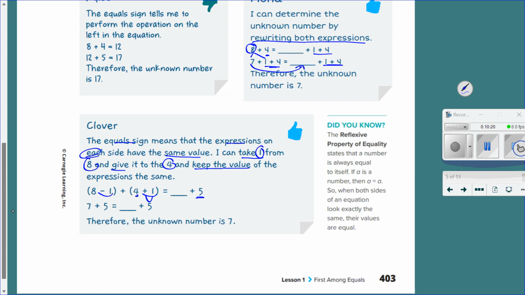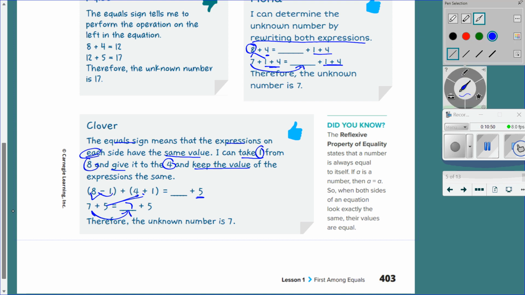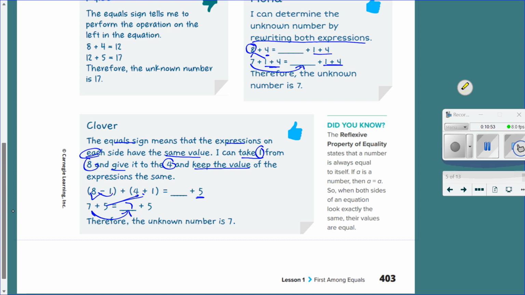What's 8 minus 1? 7. So that's where the 7 comes from. She did 4 plus 1 to get the 5. So now has this. Meaning my blank is what? 7. Does that make sense? Okay? Guys, all we're doing is manipulating the numbers, just like we did at the start of the exercises today, to say, how can I make the two sides look alike? Okay? Because here's your first definition for your new vocab sheet. We have what we call the reflexive property of equality. The reflexive property of equality states that a number is always equal to itself.